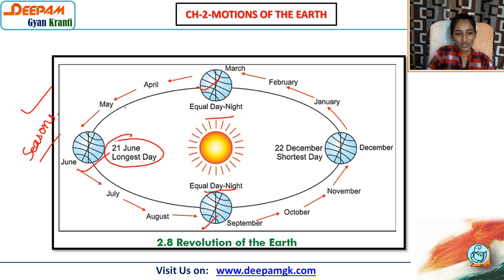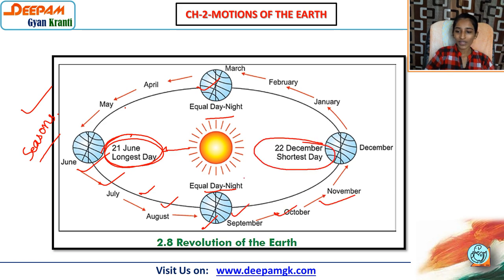So 21st June, that is the longest day. Why? What is the reason? Because that part is getting maximum sunlight. So we have 21st June as the longest day. Then July, August, September, October, November, and 22nd December, that is the shortest day. What is the reason? You know very well that in December we have the winter season. So on 22nd December we have the shortest day, because that part is getting less sunlight.